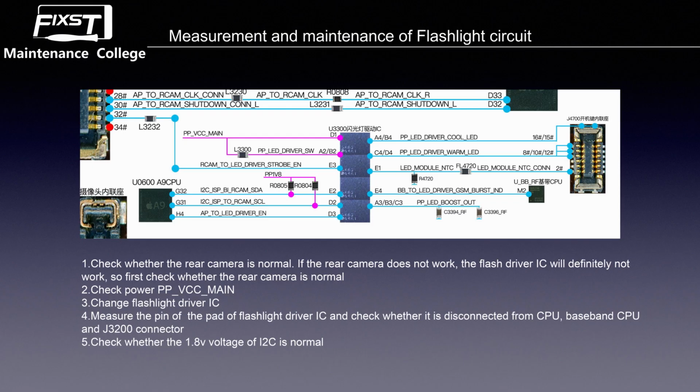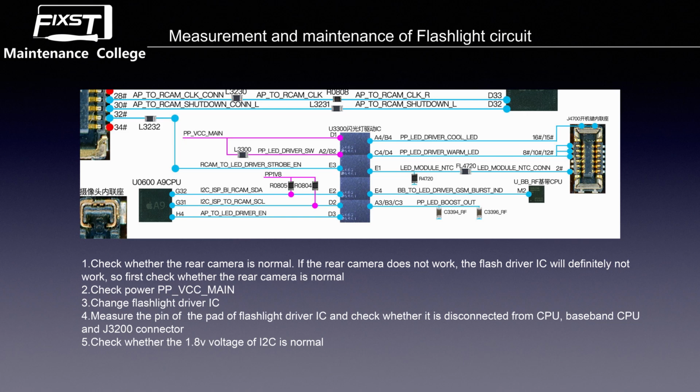So the first thing when we meet an abnormal flashlight is to check whether the back camera is working normally or not. If the back camera does not work, the flashlight driver IC will also not work. So first we need to test the back camera. If it is abnormal, we need to repair the back camera first. After that, we need to test the PPVCC power.